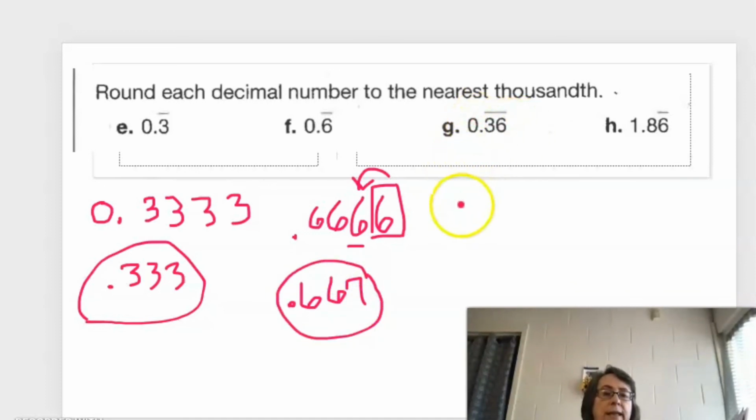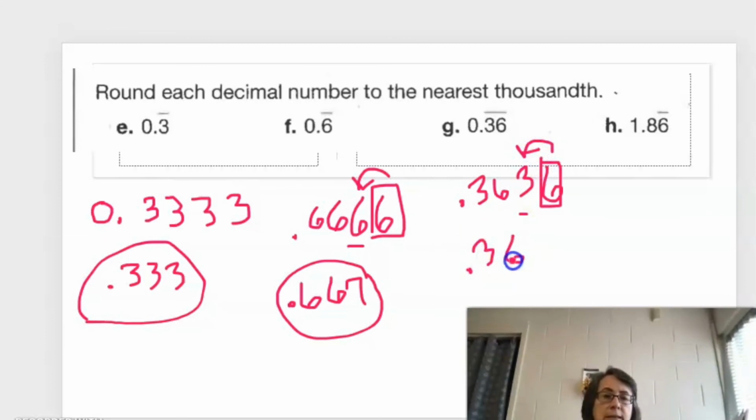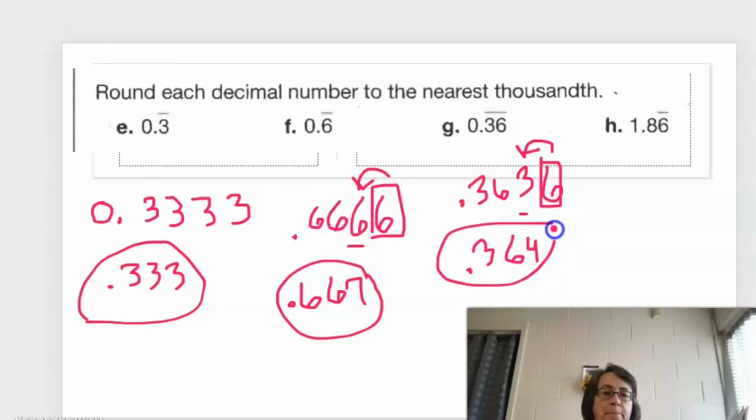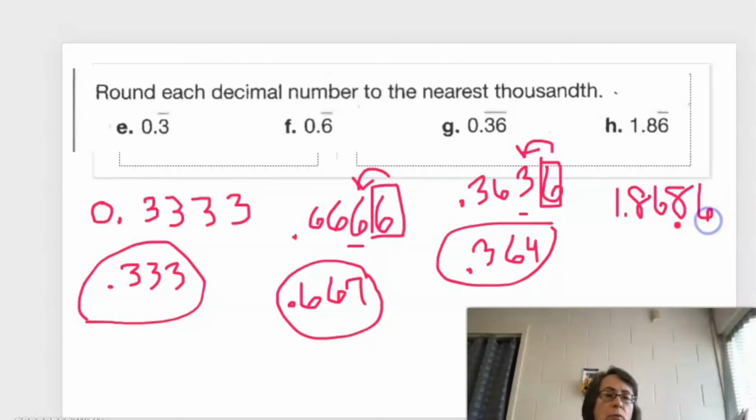Okay, and then this one, we've got to keep up the pattern, 0.3636. So we're going to go 1 place past the rounding spot. Since this is a 6, it's going to round this one up to a 4. So we get 0.364. And then this one is 1.8686, carrying it 1 place past the thousandths place. This is a 6, so that's going to round this one up. So I'm going to get 1.869.